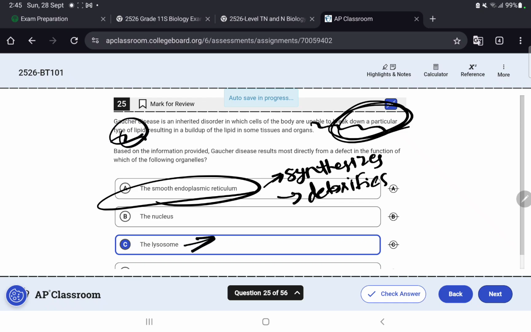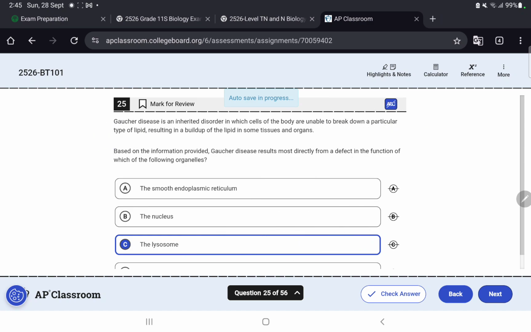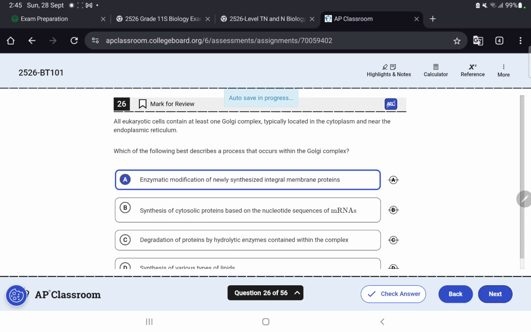But the lysosome, the cleaner of the cell, breaks things down, which is why the lysosome is responsible for this particular disease, and which is why it is the correct answer.